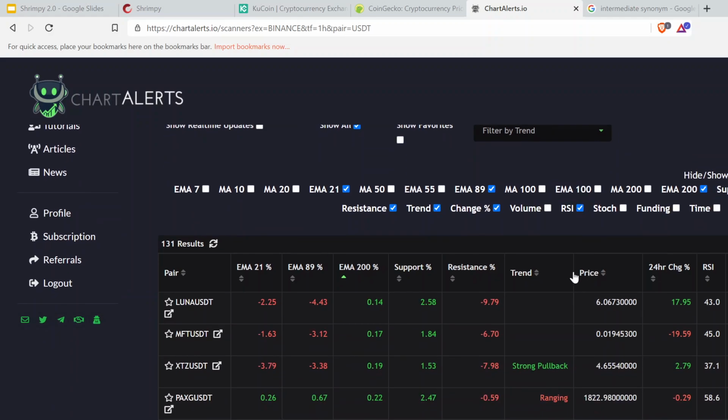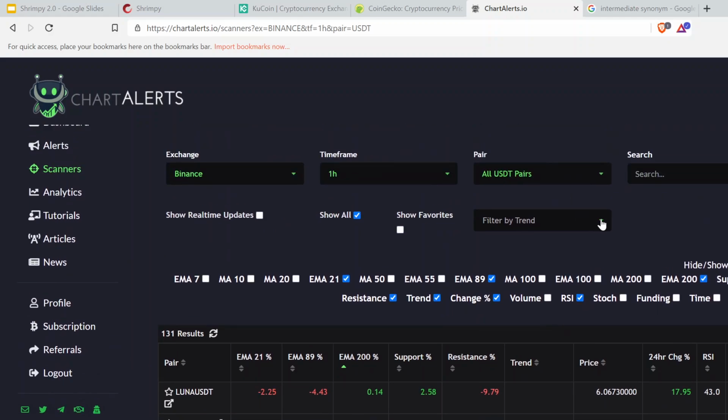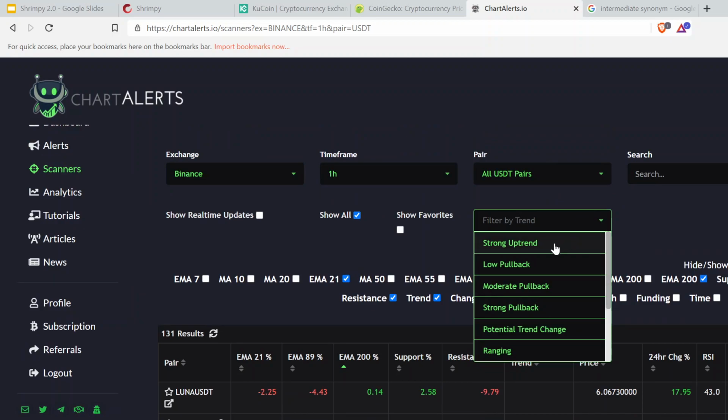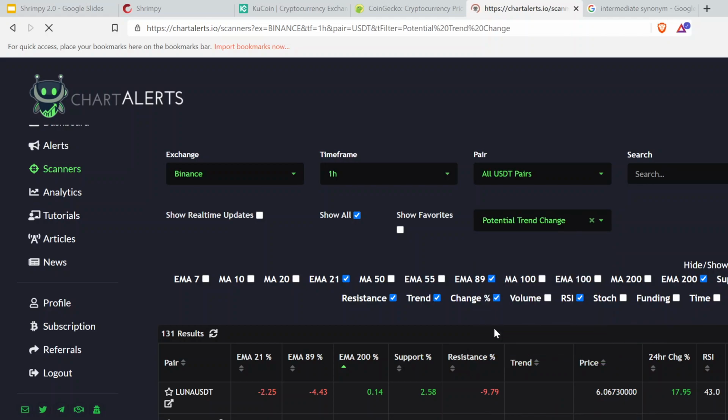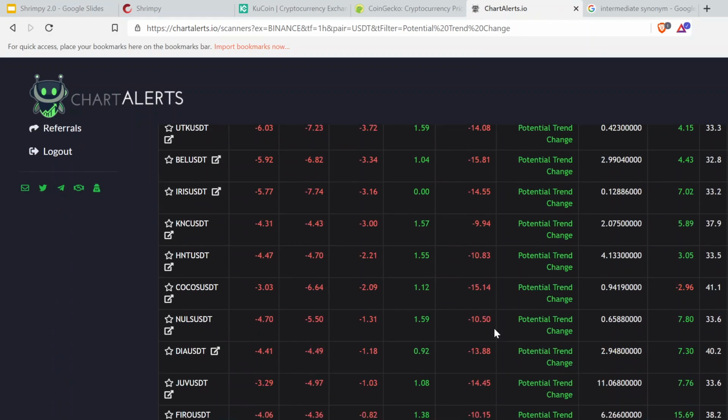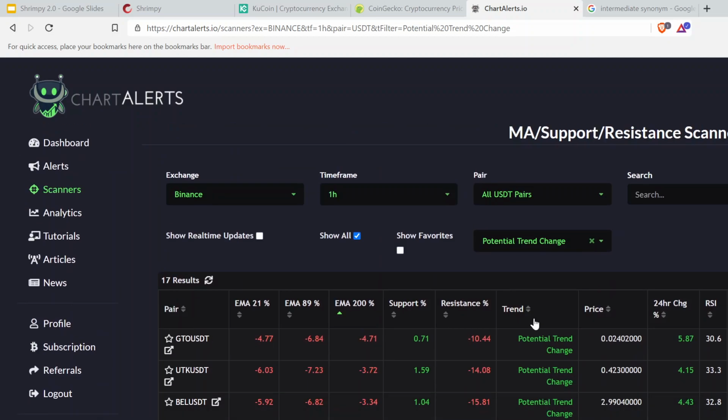What I'll be looking for in these 1 hours is one of two things: either a potential trend change, and you want the one in red. What potential trend change says is that on a smaller time frame, so the 15-minute, if price is starting to increase and the market structure has changed so that the price has become bullish, this will let me know. Then I can select those tokens and put them on my portfolio.